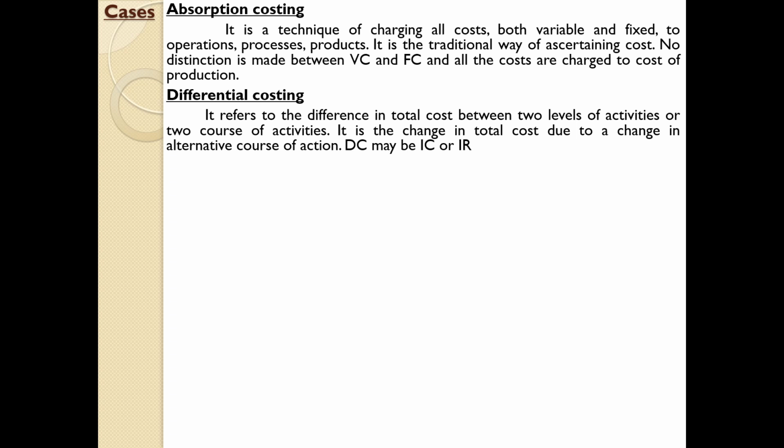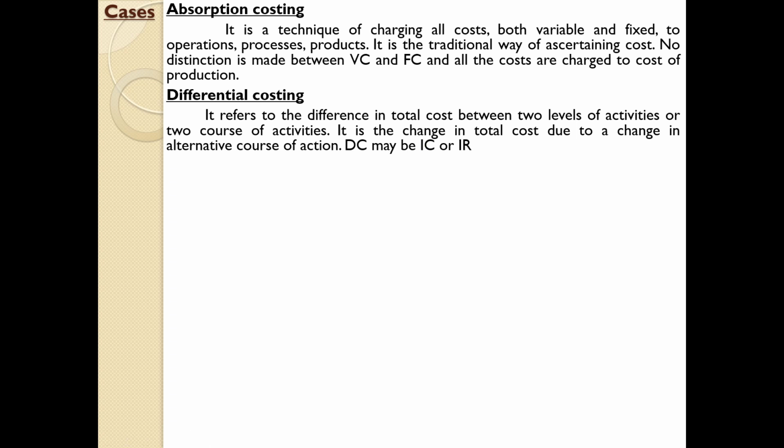Since we are learning only marginal costing, we only need to understand the concept of incremental cost, and there is another part, that is incremental revenue. It is the same concept. If the decision leads to an increase in revenue, it is known as incremental revenue. If the decision leads to a decrease in revenue, it is known as decremental revenue. For the time being, you need to understand only incremental cost as well as decremental cost and also differential costing.